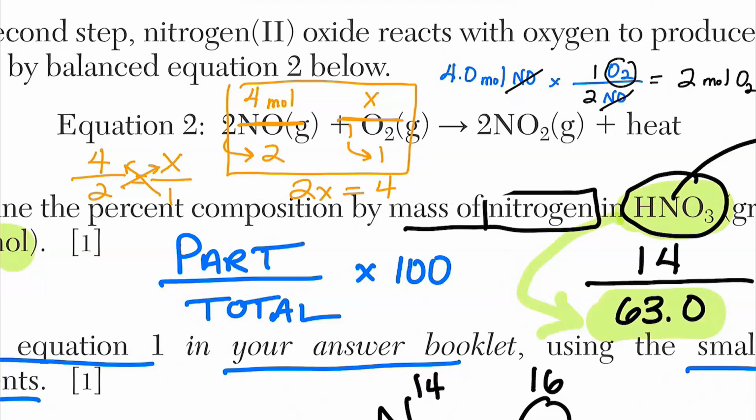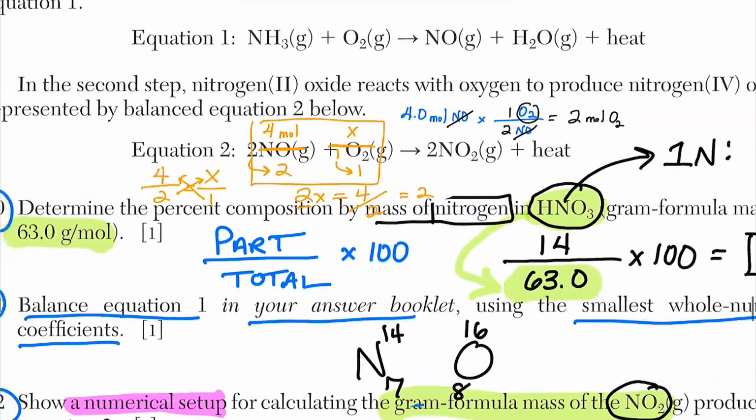Solve for x, divide by 2, and you're going to get 2 again. Same idea, right? To get rid of this 2, we divide by 2, and you're going to get 2 moles. And that's your answer. A couple different ways to do it, but again, recognition is the key. What kind of problem is this?